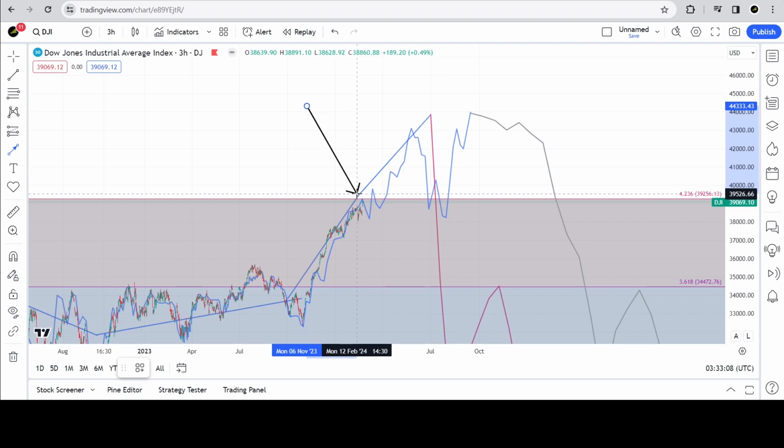Despite this being close to the 4.236, it is my belief we still have some sunny days ahead of us. This is not the end of the world.